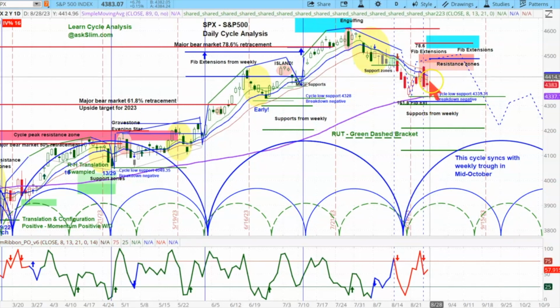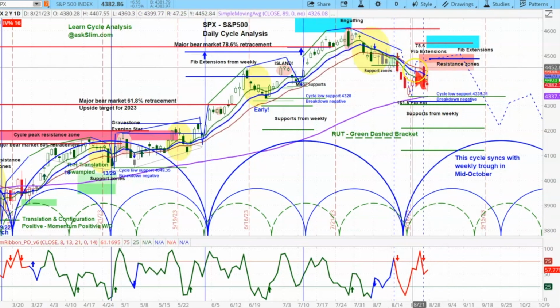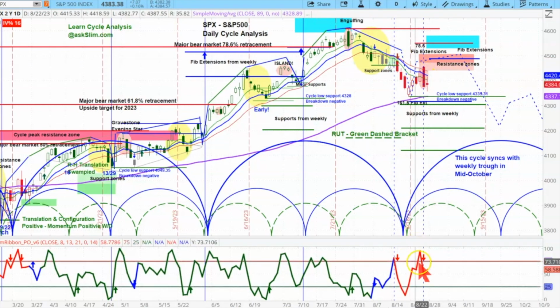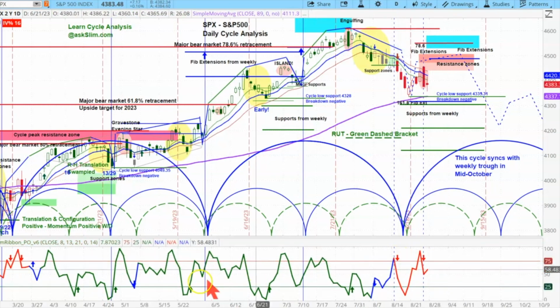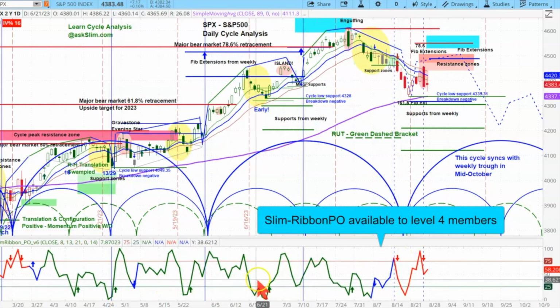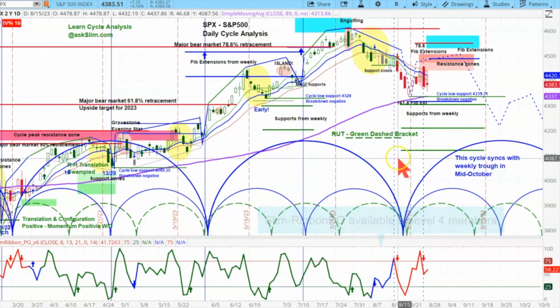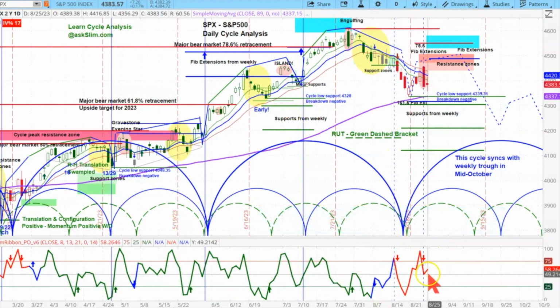So this is a period in here where we're in a minor rebound, and I keep warning that because of the conditions that are in here of negative momentum, this is the slim ribbon right over there. This is the slim ribbon PO, which gives you the warning that momentum is regaining its energy on the downside there. You can see where it did it there. Look what it was doing on the upside. Positive, positive, positive as the market kept moving up. This is a very important indicator to have. Level 4 members only get this.